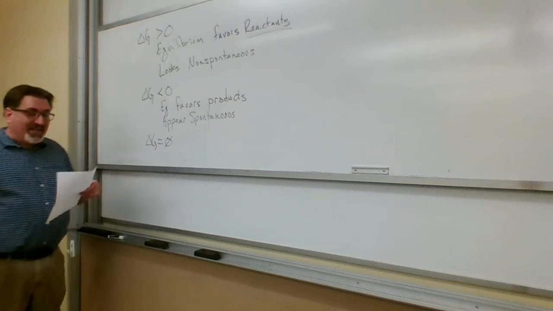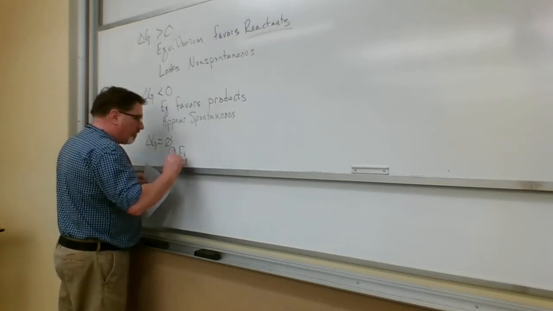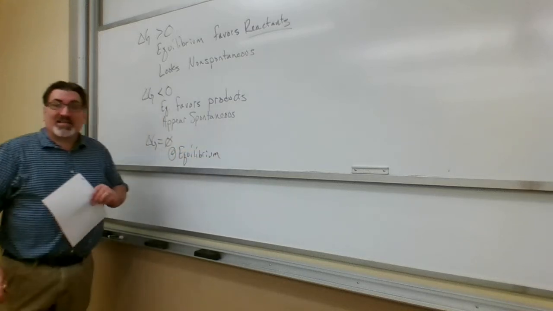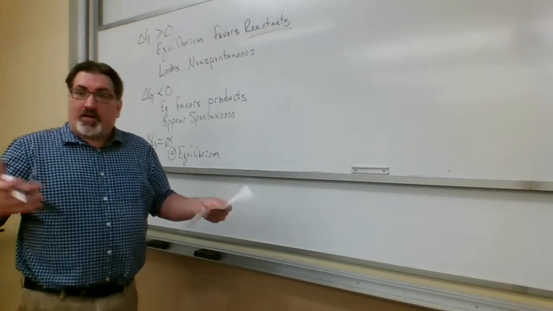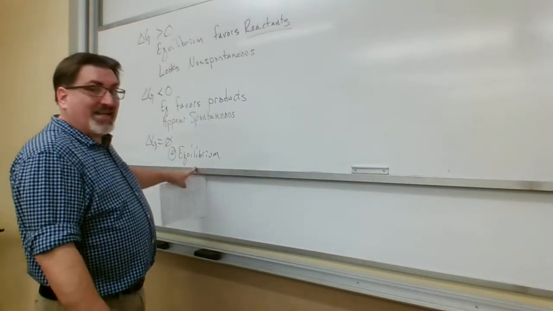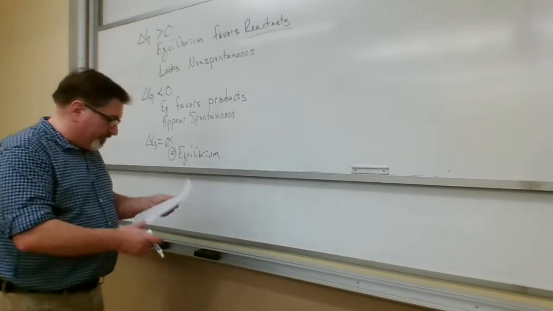When delta G equals 0, that's the case where the system is at equilibrium and it doesn't appear to be moving left or right. It doesn't appear to be spontaneous at all. That was analogous to K having a numeric value of 1, where it didn't favor reactants or products, either one. Okay.